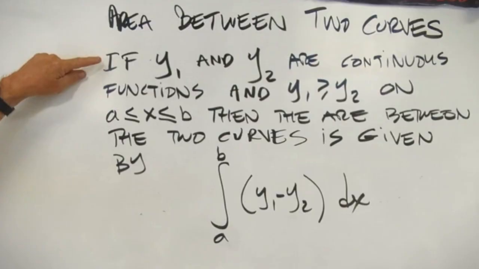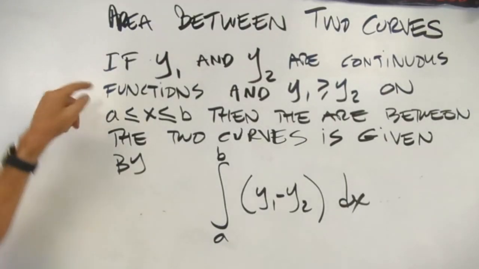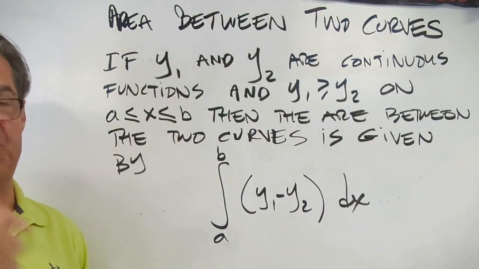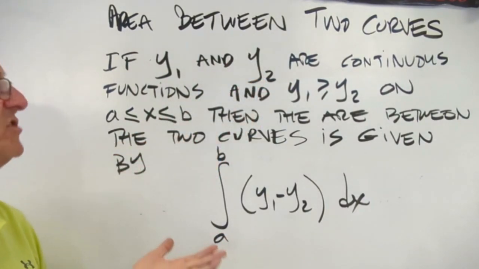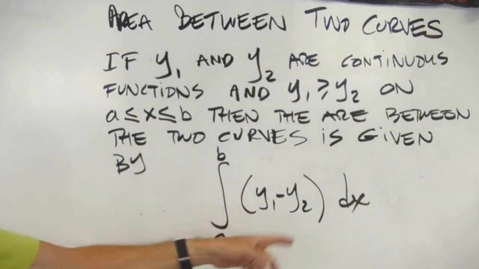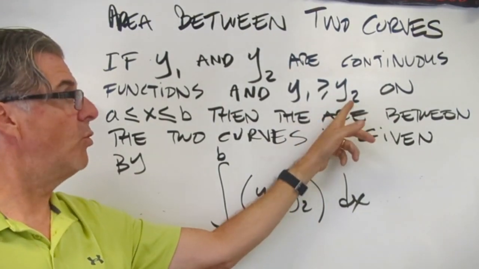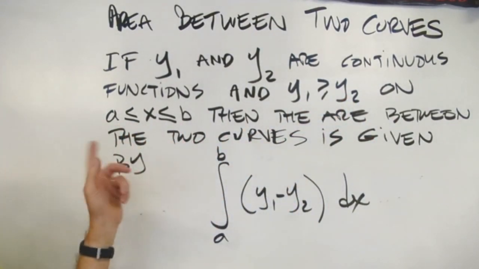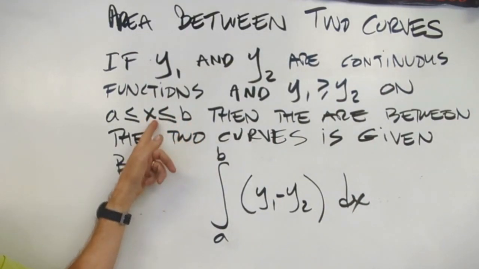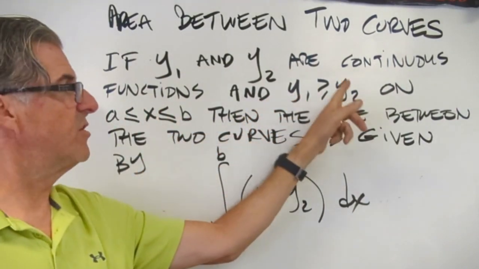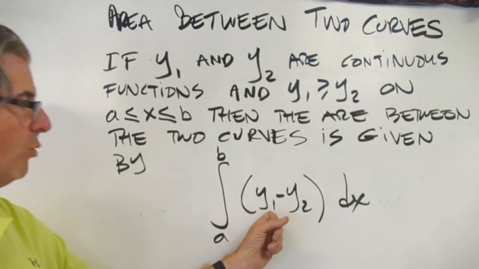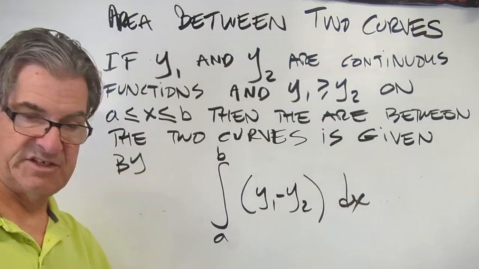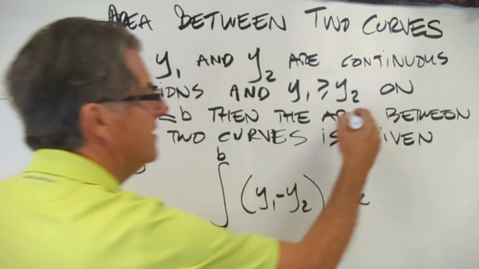So check this out. If y1 and y2 are continuous functions, so this could be f of x and g of x, something like that. We're just using y1 and y2 in our definition here. So these are our 2 continuous functions, and y1 is bigger than y2 on this interval. So between a and b, as long as the x value is between a and b, and y1 is bigger than y2, then the area between the curves is given by the integral from a to b of y1 minus y2 dx.